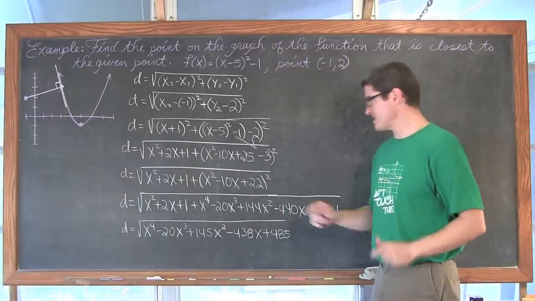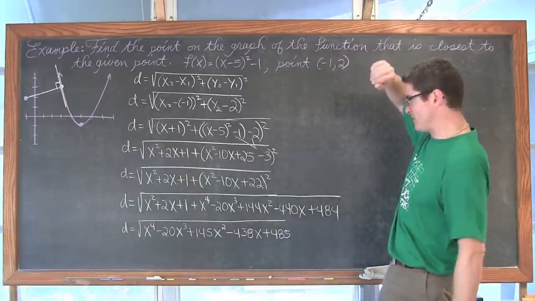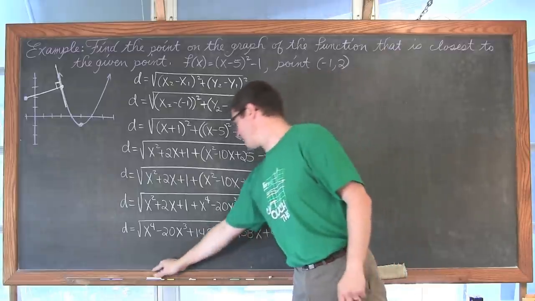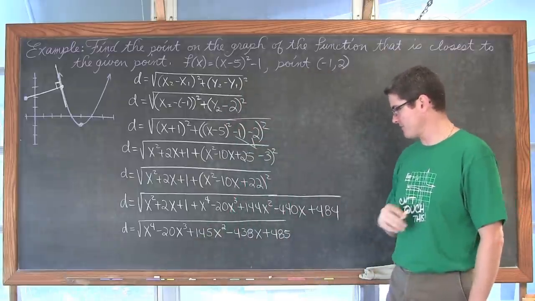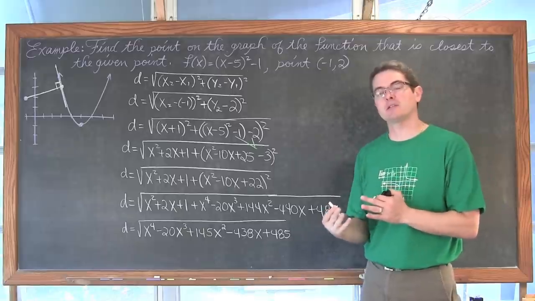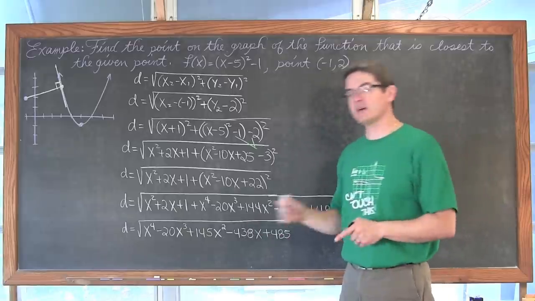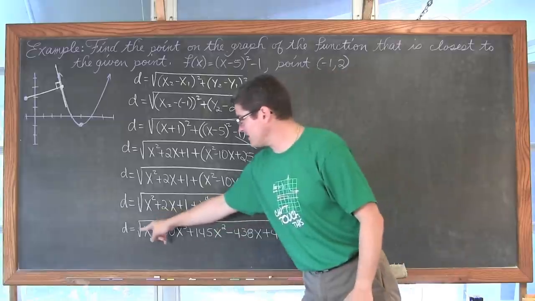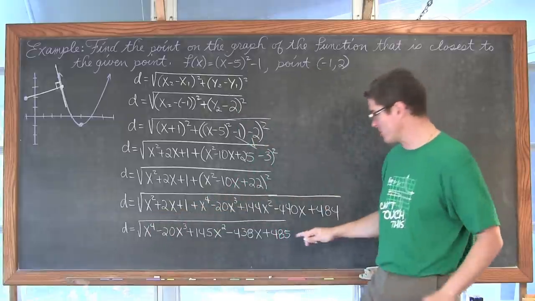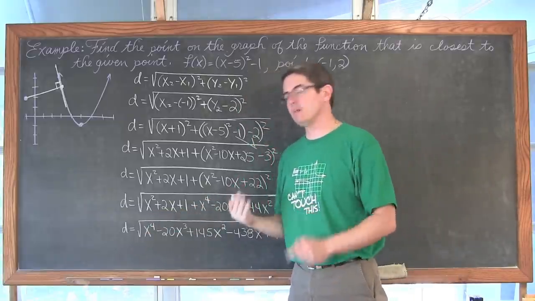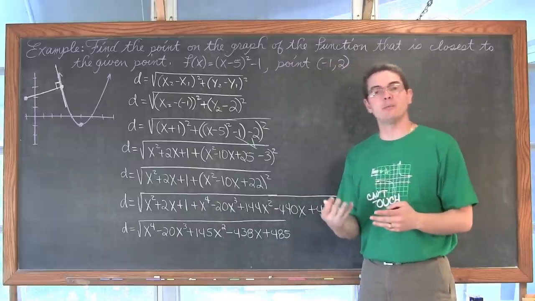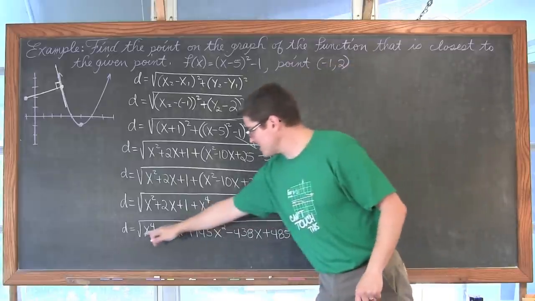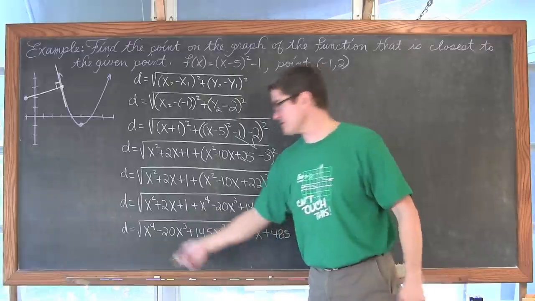All right, so the distance is equal to the square root of x to the fourth minus 20x cubed plus 145x squared minus 438x plus 485. Now, we want to minimize this distance. To minimize this distance, I can just focus on the inside function and not bring in that square root, not worry about it as I find the first derivative. It's just going to complicate things. If I minimize this polynomial, then I'm going to minimize the distance.